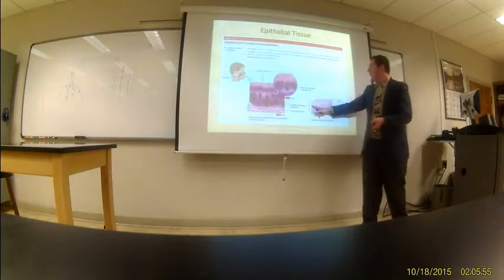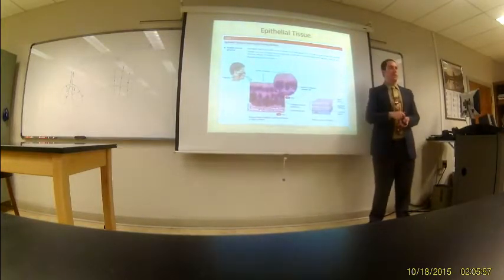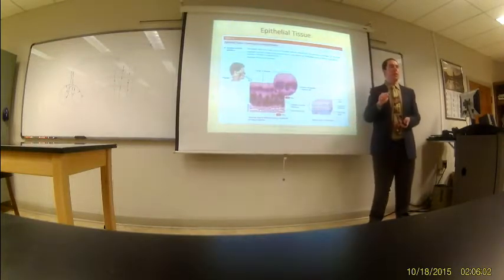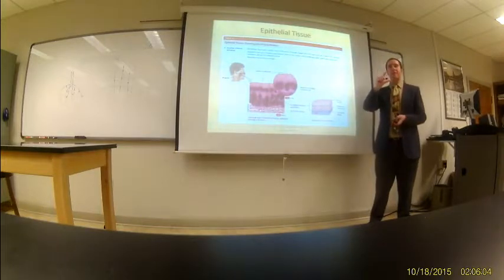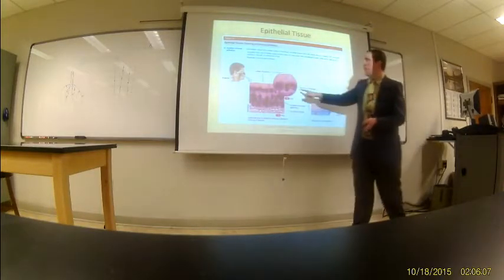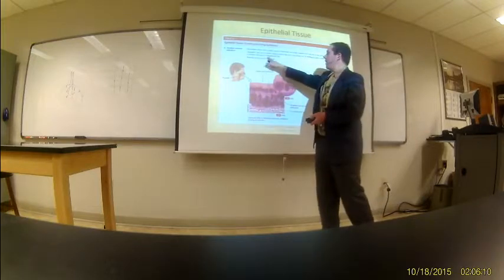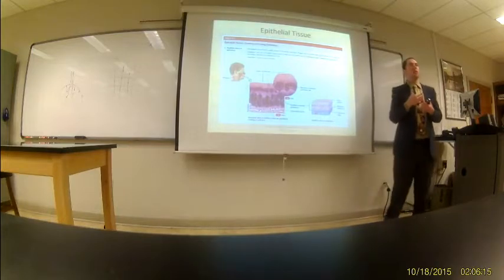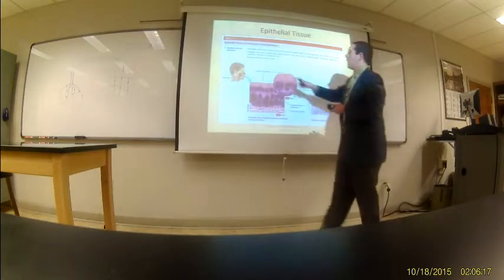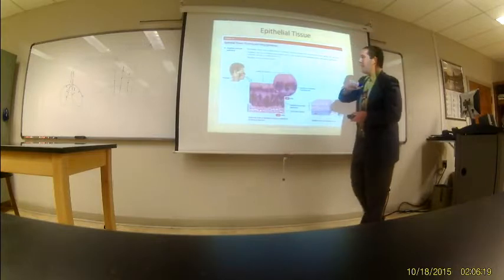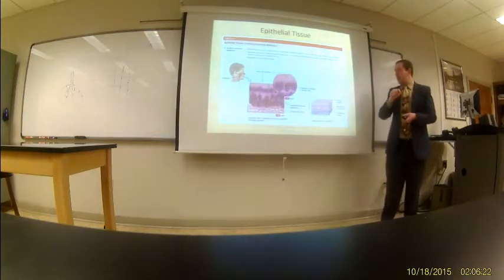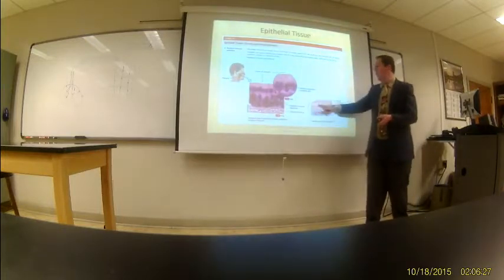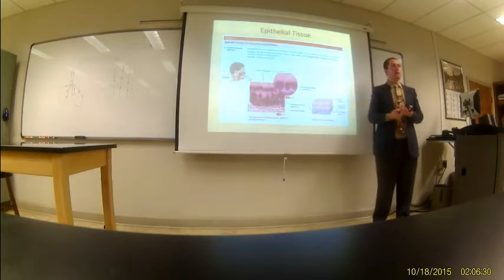Stratified columnar is multiple layers, and the uppermost layer is columnar shaped. They're tall and skinny. Here, we're seeing this in things that line some areas where they need to provide some protection, like in the urethra, but at the same time they need to secrete something. So usually a columnar epithelium is going to be secreting something.